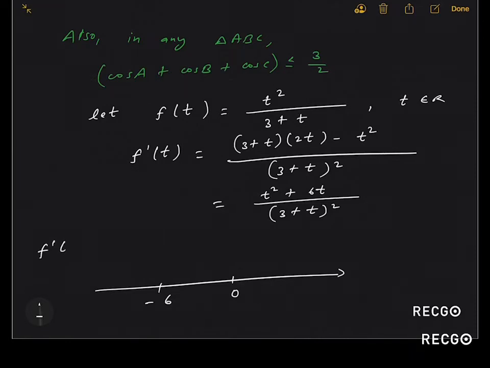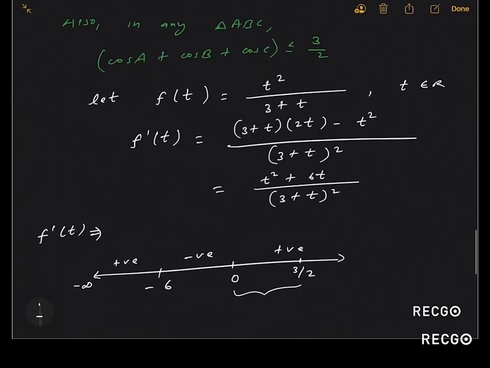So let's say f dash t is equal to 0. After equating f dash t to 0, we are getting two roots, that is minus 6 and 0. And we can easily observe the trends of f dash t: f dash t is positive from 0 to infinity, negative from minus 6 to 0, and again positive in the interval minus infinity to minus 6. But in our case, the variable t is lying between 0 and 3 by 2, which is equal to cos a plus cos b plus cos c. So according to our variable, the function f of t is increasing, because f dash t is positive in the interval 0 to 3 by 2, right?